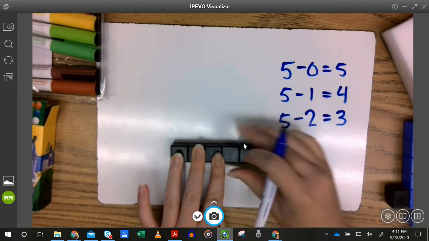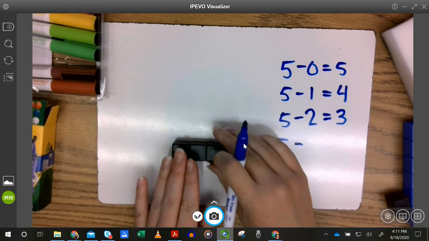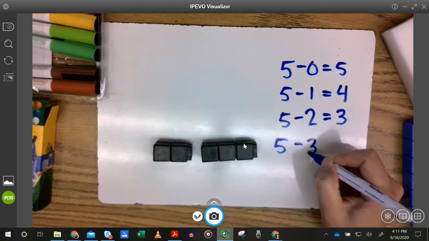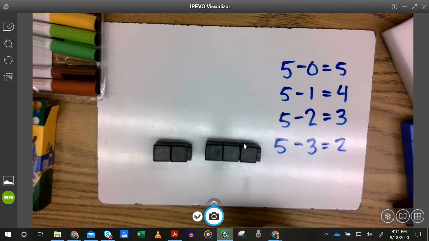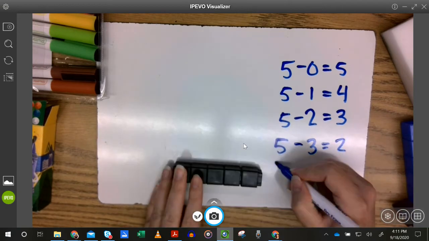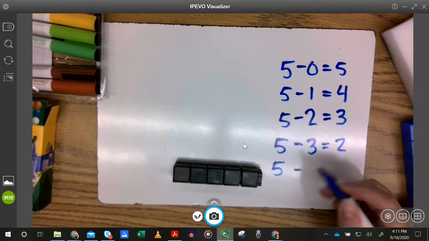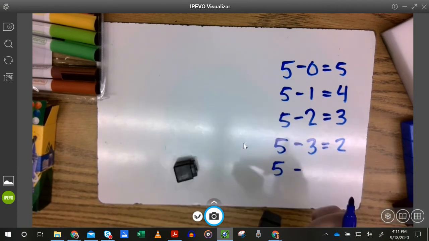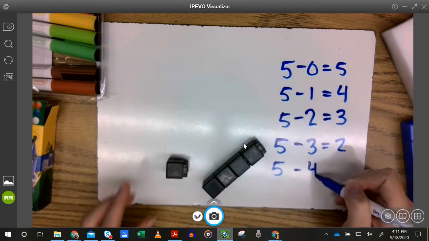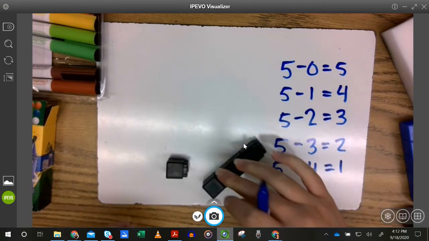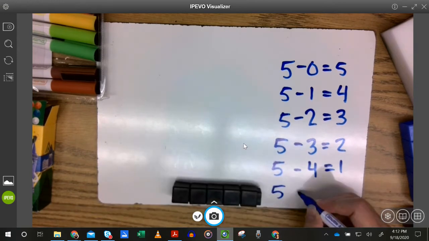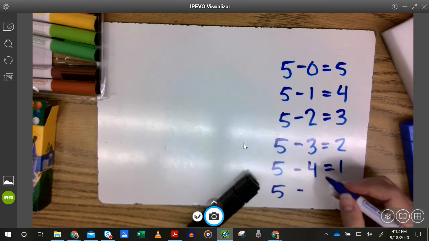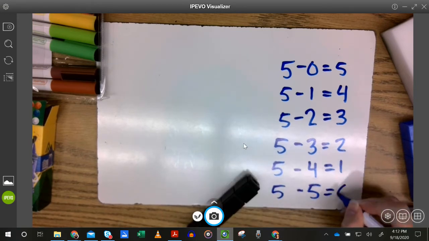I have 5. If I take away 3, it leaves me with 2. I have 5. If I take away 4, it leaves me with 1. I have 5. If I take away all of them, all 5, it leaves me with nothing.